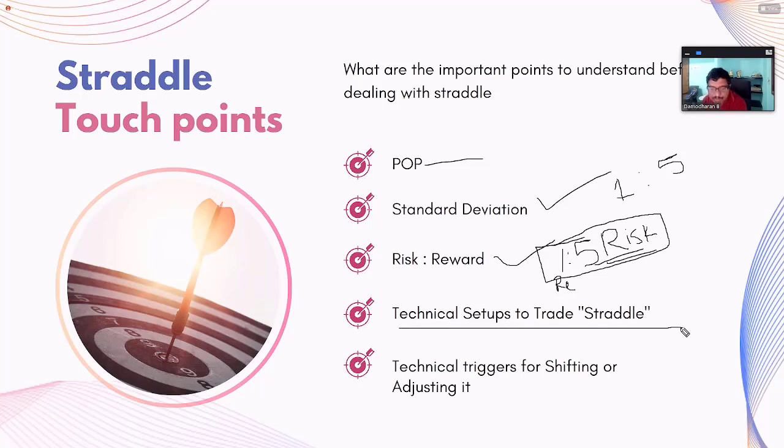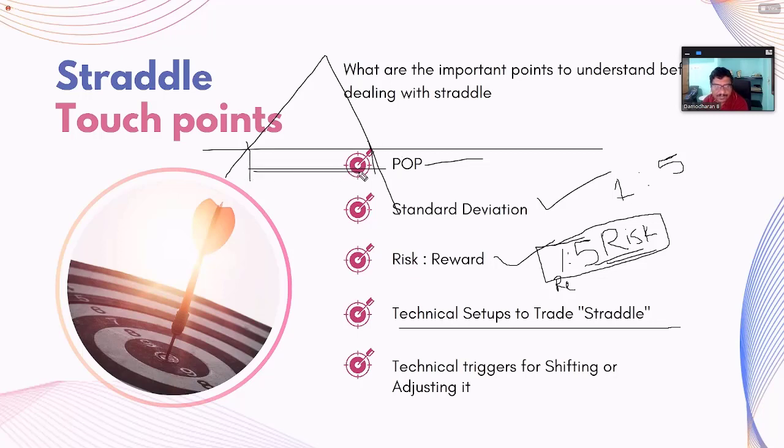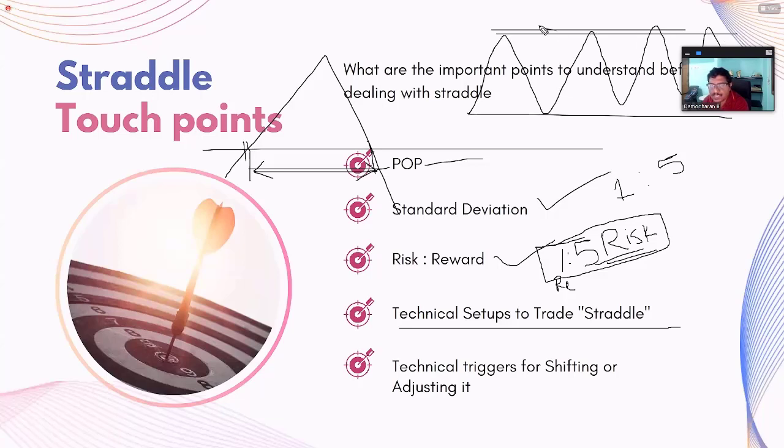So, technical setups to trade straddle. We have seen the payoff, something like this, right? This is your zone for the market to give you profit. So you convert this into this scale, and you should have this range of projection. If you are trading weekly, your projection should be within this range. If you are trading monthly, then your monthly projection should be based on your BEP range.